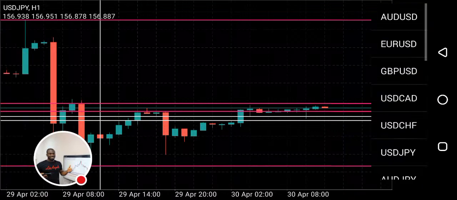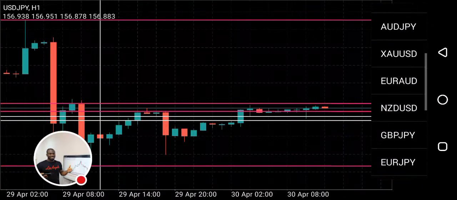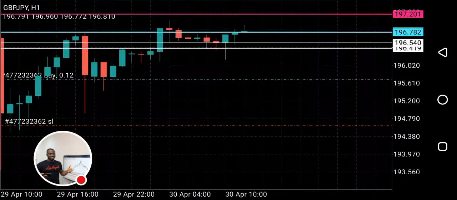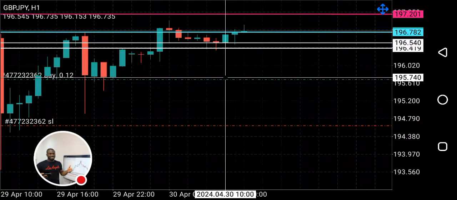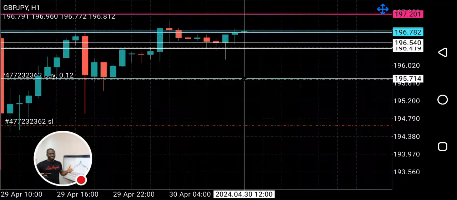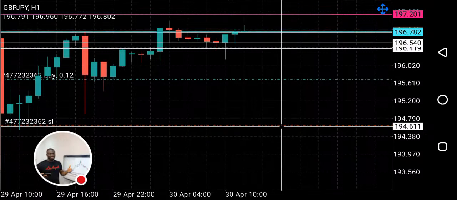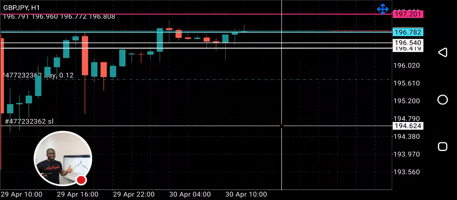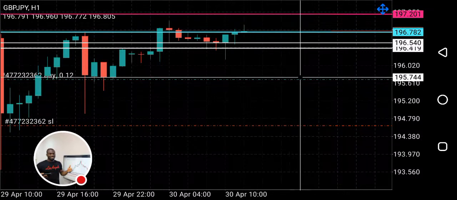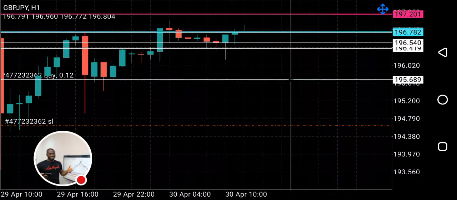Let's look at GJ. I told you I have a trade on GJ. Let me see. Okay, so this is the trade on GJ. I took this trade yesterday around 4:35. This was my entry, and this is my stop loss at 194.61. The market is at 196.78 at the moment. That's about 100, no, that's about 200. This is my entry.